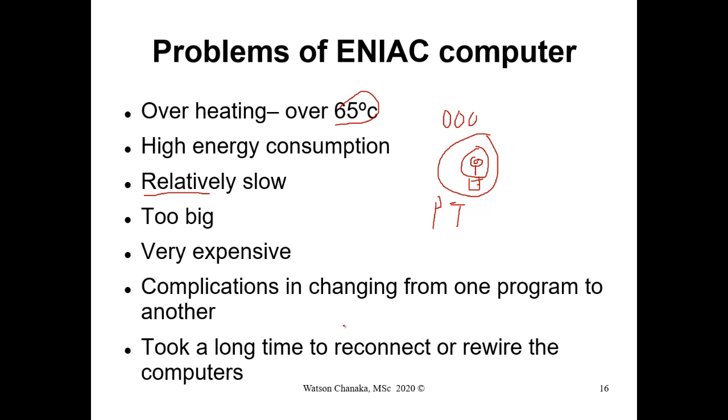What complications or difficulties did they have when changing from one program to another? Nowadays, if you look at any program, we've got an X button here for closing. Okay, I don't want this slide again. Tap. When I click, I'm closing. Back in the days, with the computer ENIAC, it was not possible to just close. First, you had to switch off the computer, change the cables, reconnect, and start the computer again. So that was very time consuming.